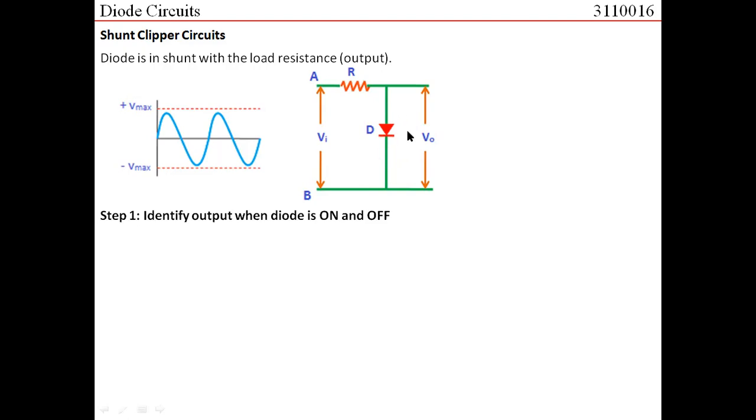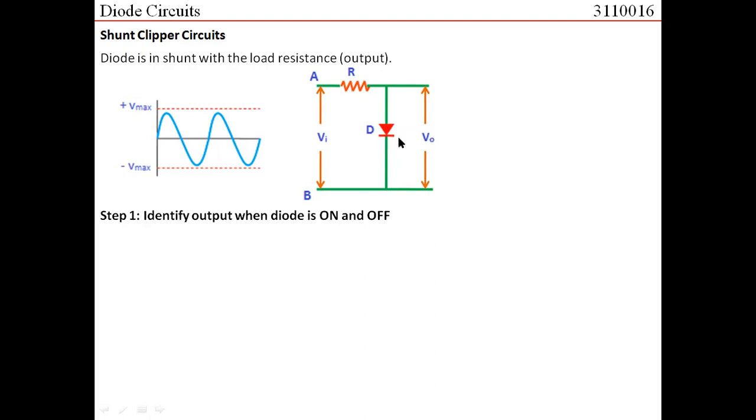Here, if we see that when the diode is on, diode acts as a closed switch. Diode acts as a closed switch, and if the diode is ideal, then there would not be any voltage drop across this diode, and it acts as a short circuit. So this whole branch acts as a short circuit. It means that the output voltage would be zero. So when the diode is on, output voltage would be zero.